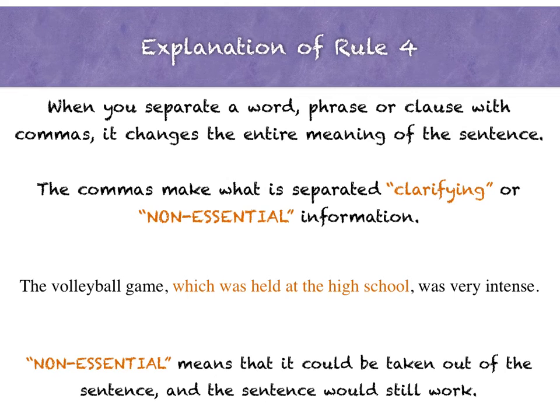For example, the volleyball game, which was held at the high school, was very intense. Well, the portion in the yellow, which was held at the high school, is actually not essential to the sentence itself. The sentence can stand without that clarifying portion. That portion in yellow is just to add emphasis or add ideas or clarification. The volleyball game was very intense, regardless of whether we know as the readers that the game was actually held at the high school. Non-essential means that it could be taken out of the sentence and the sentence would actually still work.